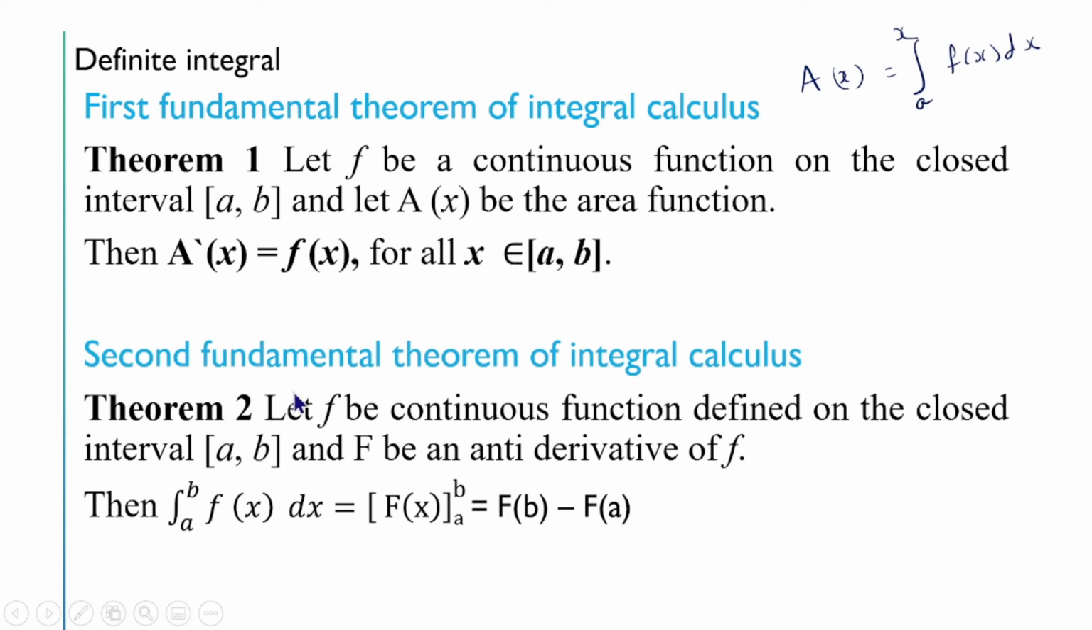Then we have the second fundamental theorem of integral calculus. It says let f be continuous function defined on the closed interval a comma b, and capital F be an antiderivative of f. Then integral a to b f of x dx is equal to capital F of x with the limits a to b, and this is equal to F of b minus F of a. This I have explained in the beginning itself. So integral a to b f of x dx is nothing but capital F of b minus F of a. This is the second fundamental theorem of integral calculus.